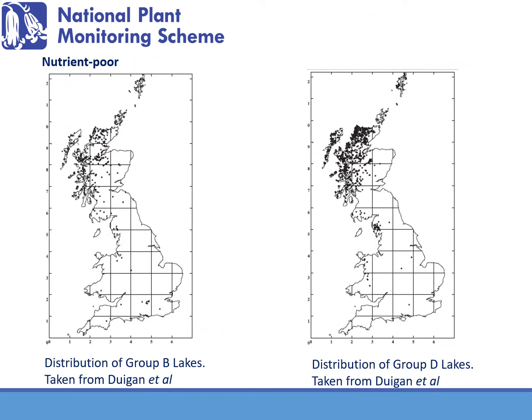These maps give you a flavour of the distribution of nutrient-poor water bodies throughout Britain. You can see that they tend to be grouped in the north and the west, in the areas where there are nutrient-poor or acid rocks. So we get highlands in Wales, highlands in Scotland, north and west of Scotland. You're unlikely to encounter them down in the south and east of England.